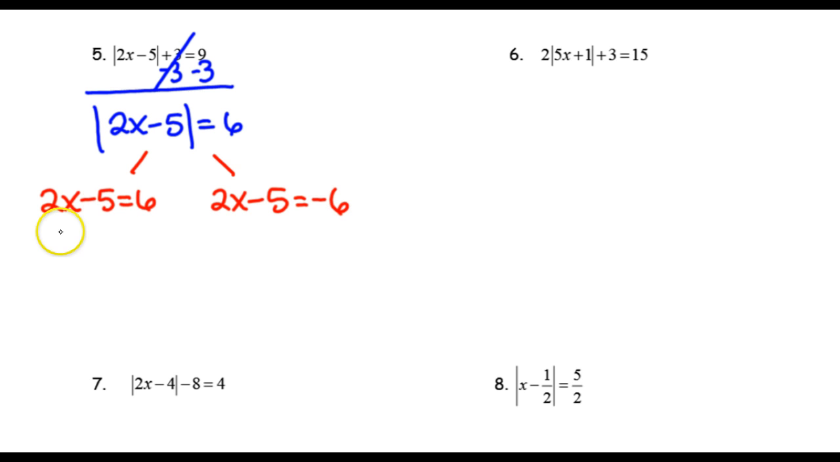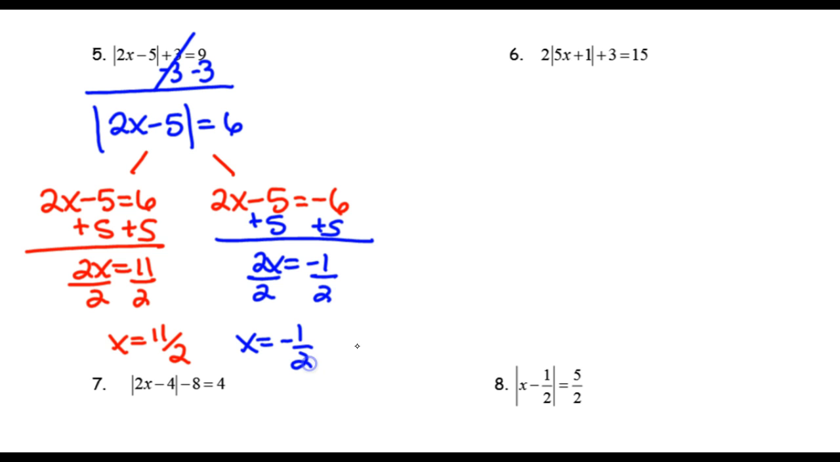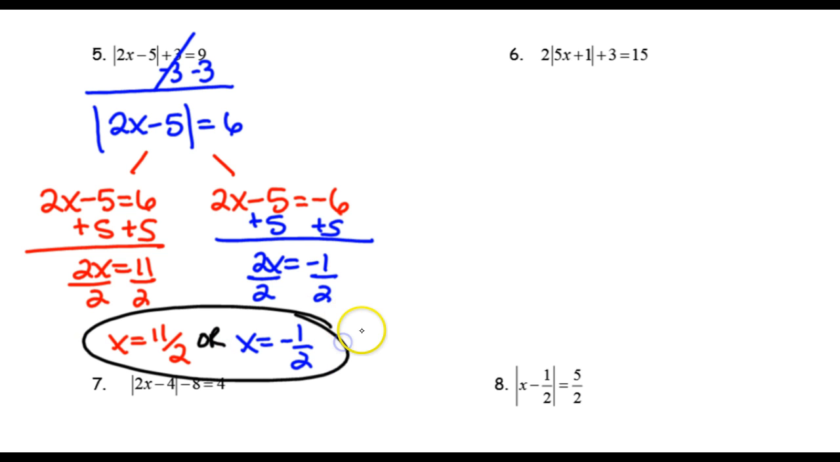From here, solve your two equations. Add 5 to both sides. We get 2x equals 11. Divide both sides by 2, so x equals 11 over 2. Now go ahead and solve your other equation. Add 5 to both sides. 2x equals negative 1. Divide both sides by 2, and x will equal negative 1/2. Again, you can't equal both of these at the same time, so it's one or the other.